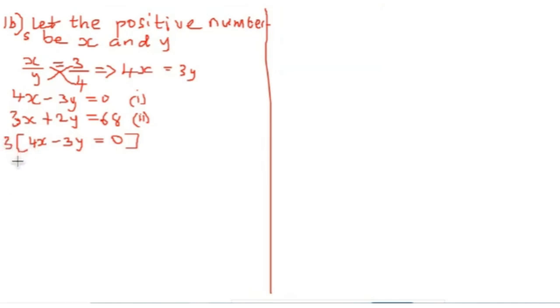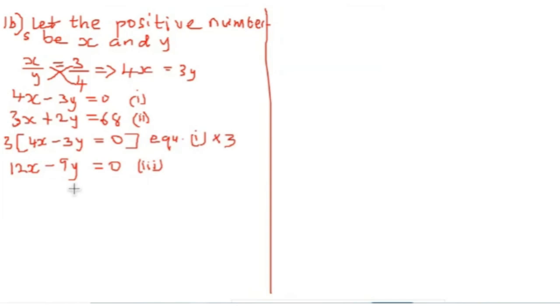Okay, so let's open this. This is basically equation 1 times 3. So let's open this up. 3 times 4x gives us 12x. 3 times minus 3y gives us minus 9y. 3 times 0 is 0. So this gives us equation 3.